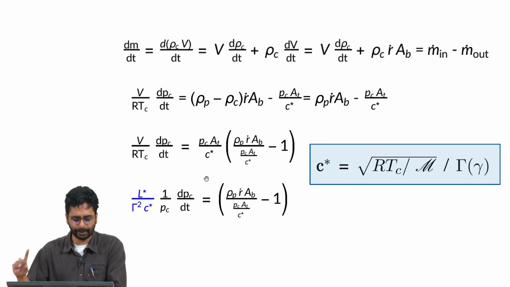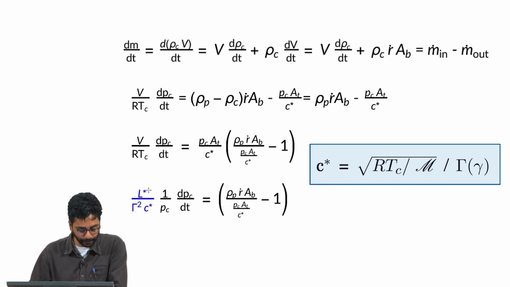There is a time factor that you need to watch out for. I am sorry, let me correct myself. L star is simply V divided by At. That is L star. You have a gamma square and C star appearing from the simplification of the terms on the right, 1 by Pc dPc/dt, and the right hand side is non-dimensional.